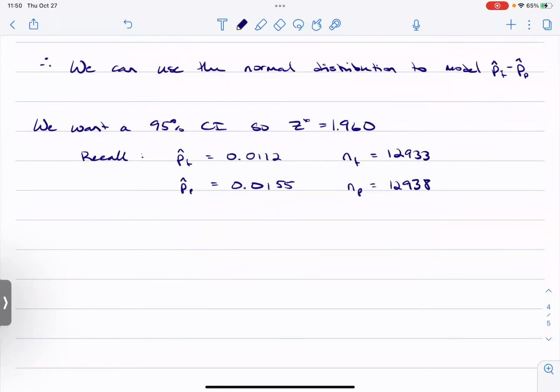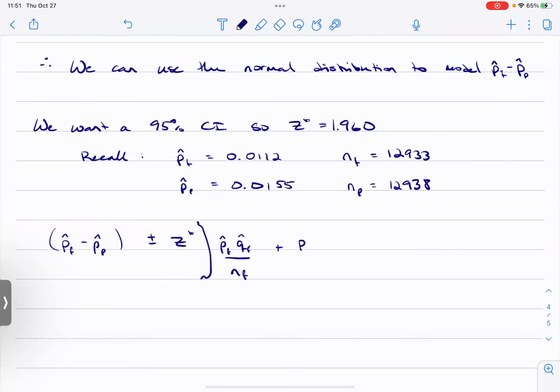All right, so our confidence interval looks like this. PF hat minus PP hat, remembering that that's one value, we want to talk about the difference, plus minus Z star times the square root of PF hat QF hat over NF plus PP hat QP hat over NP. Now we can plug in all our values.